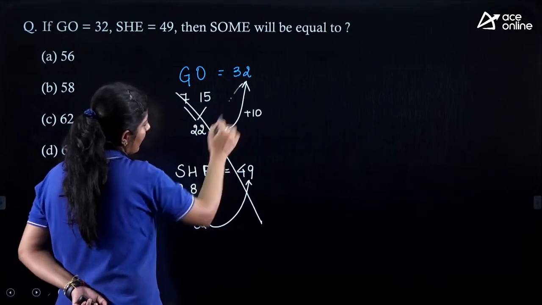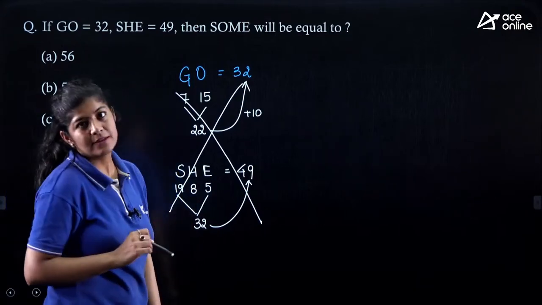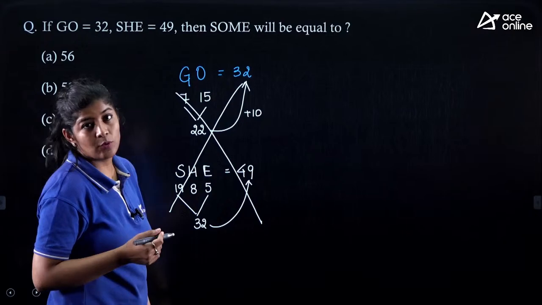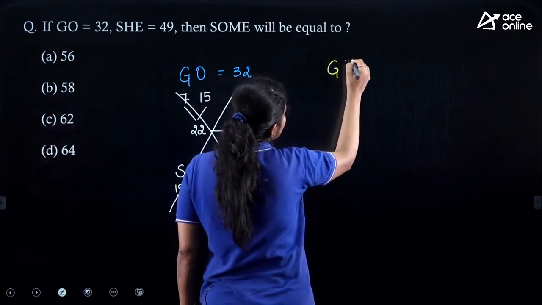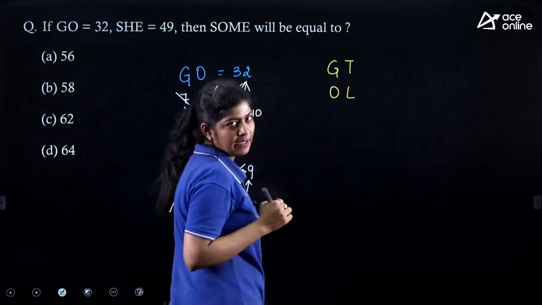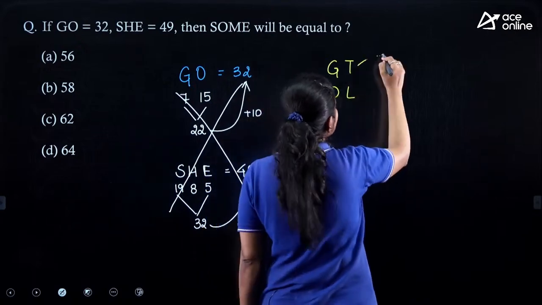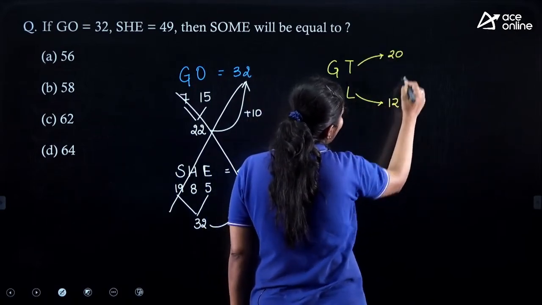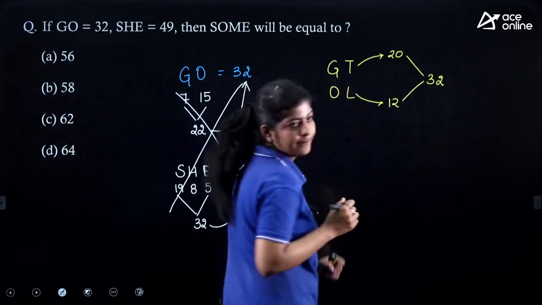Okay. Now, instead of using the actual associated numbers, what if we take the numbers of their opposite pairs? I know that the opposite pair of G is T and the opposite pair of O is L, right? These are the opposite pairs. Now, the associated number of T is 20 and the associated number of L is 12, and when I add them up, I get 32, which is what is mentioned over here, right?